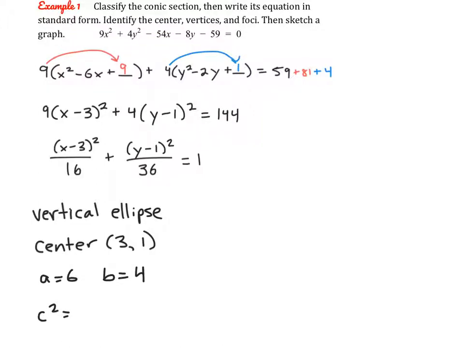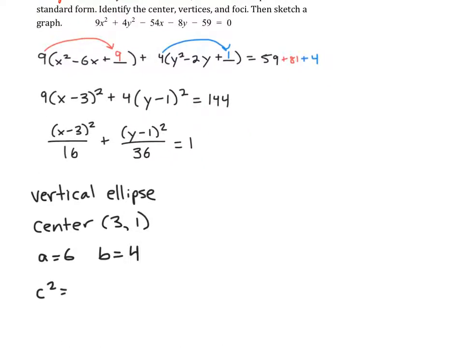Remember, for an ellipse, the equation is c squared equals a squared minus b squared. So c squared equals 36 minus 16, so c is going to equal 2 root 5. Since our c value is 2 root 5, and I know that we have a vertical ellipse, I'm going to start at my center and move up and down by that c value to find my foci. So I'm essentially going to add and subtract 2 root 5 from my y value. So the foci are going to be at (3, 1 plus or minus 2 root 5).